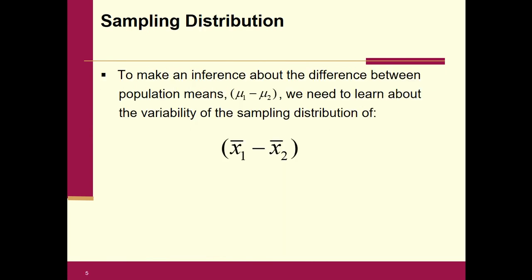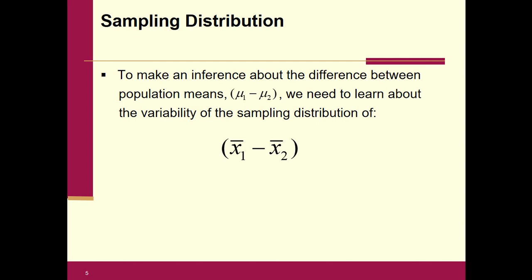All right. Now, to make an inference about the difference between population means, we need to learn about the variability of the sampling distribution of x bar 1 minus x bar 2. You might want to highlight that. Why? Because that is the point estimate for the confidence interval that we're going to create. I'm probably going to have the computer create it for us. And that's also going to be the numerator in the test statistic. That number shows up in just about any computer program that you use to run the two-sample t-test.